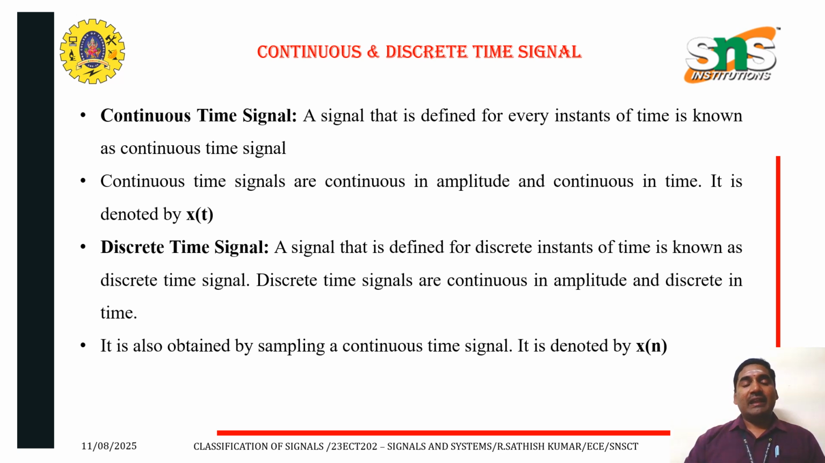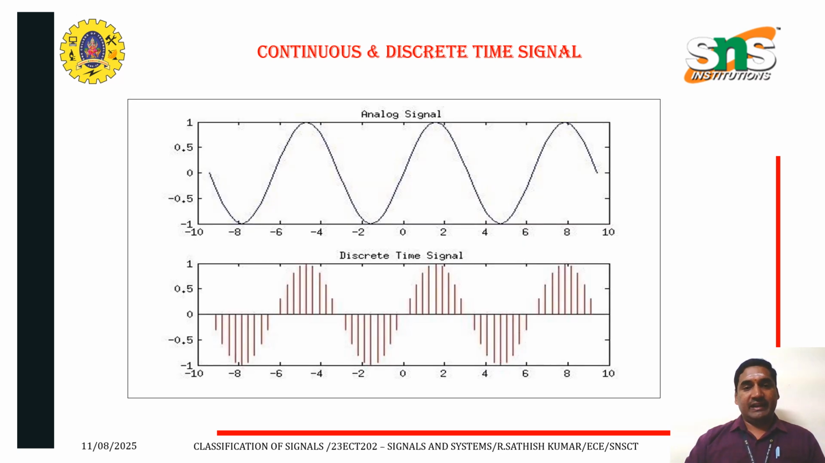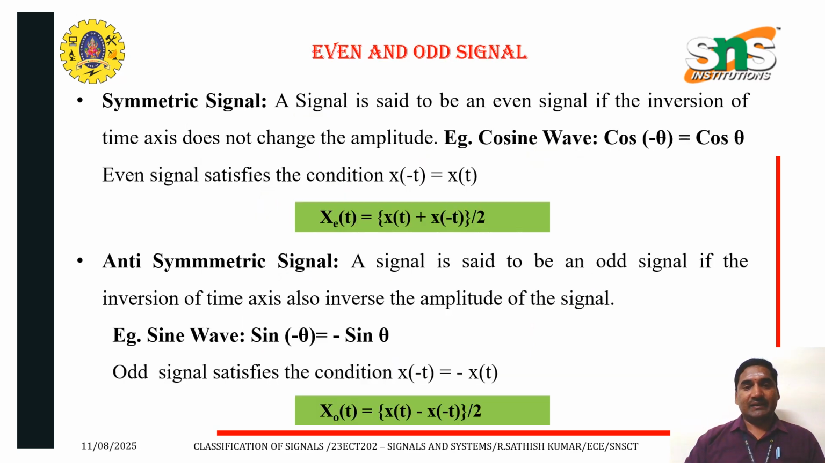A discrete time signal, the signal that is defined for discrete instants of time, is known as a discrete time signal. They are continuous in amplitude and discrete in time. It is also obtained by sampling of a continuous time signal. It is denoted by x(n). Next, this is the waveform representation of a continuous time signal as well as a discrete time signal.